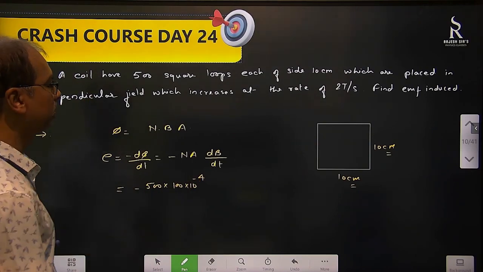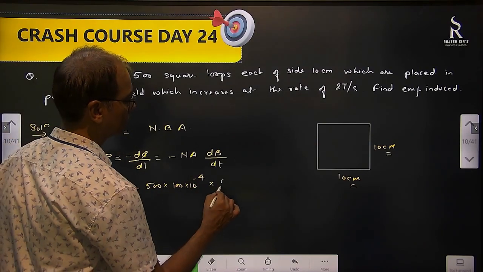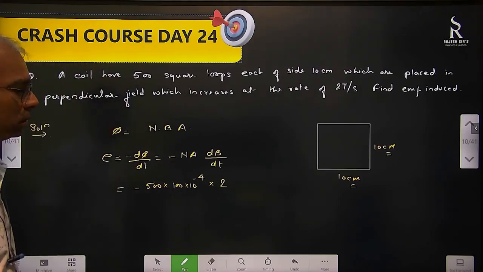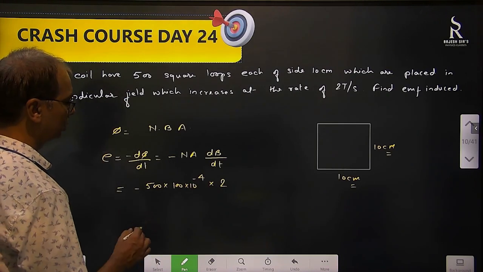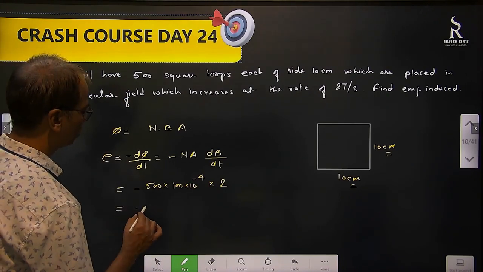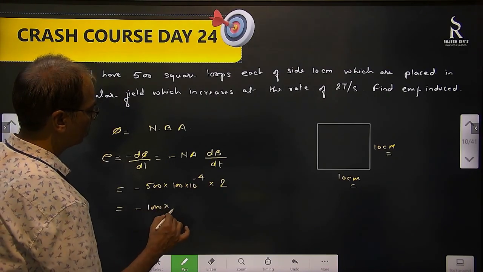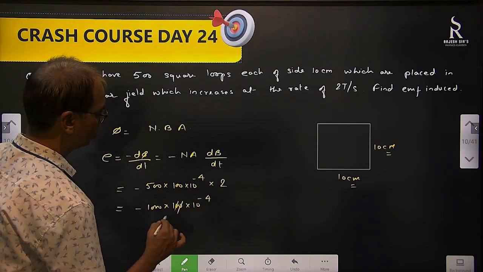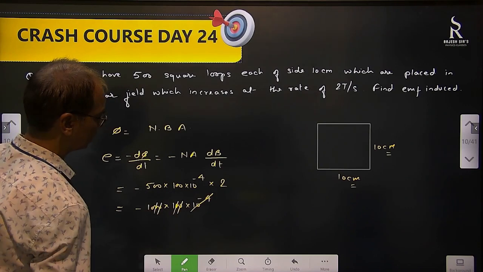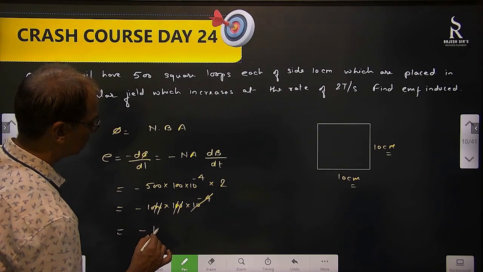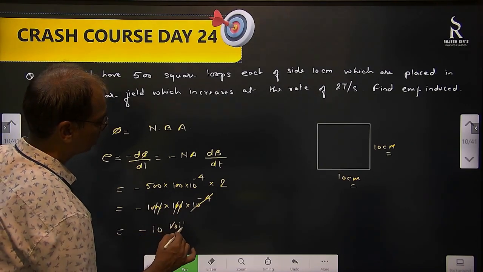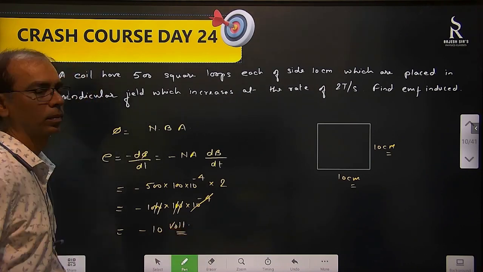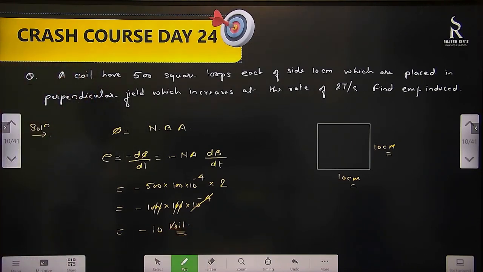Then dB by dt, which is 2. So 2. Okay. What's coming then? 500 into 2000. Okay. So minus 1000 into 100 into 10 to the power minus 4. So 1, 2, 3, 4, and this is cancelled. Our answer is minus 10 volt. Minus 10 volt. Okay.